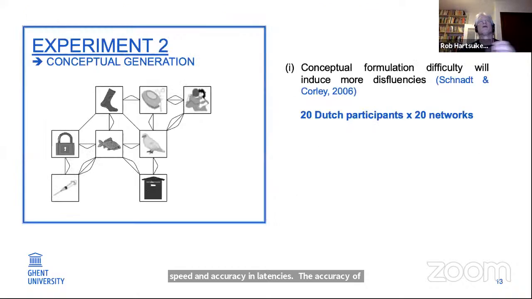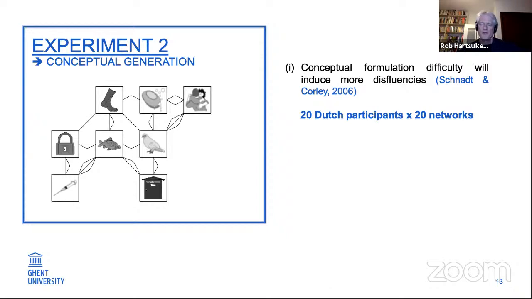Then in the experiments, we presented 4 blurred items and 4 clear items in each network. And we predicted that conceptual formulation difficulty as operationalized in this way would induce more disfluencies, like Schnet and Corley in fact found in an earlier study in English. We had 20 Dutch participants again and 20 networks. And so what are the results?